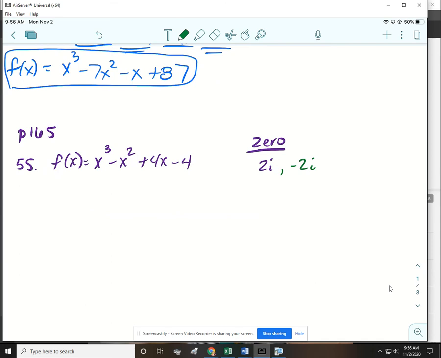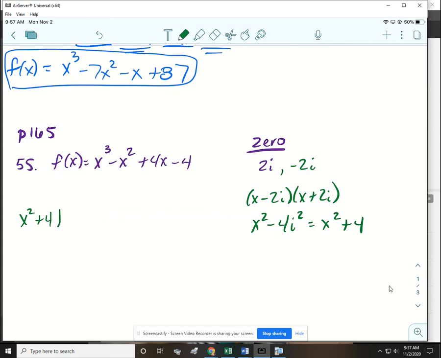All right, now I don't know how to do synthetic division with the i. We can't. But what we can do is go ahead and multiply these together, because I know when I multiply them together, I'm not going to have imaginary anymore. I have x squared plus 4. So then I can divide my function by that. So I can take x squared plus 4. Now I can't do synthetic division, but I can do long division. I'm going to divide that into my function.